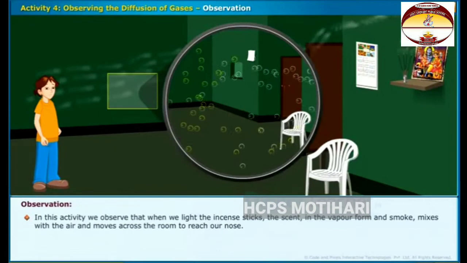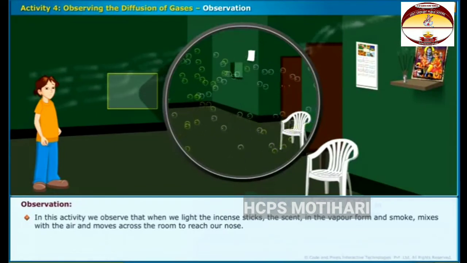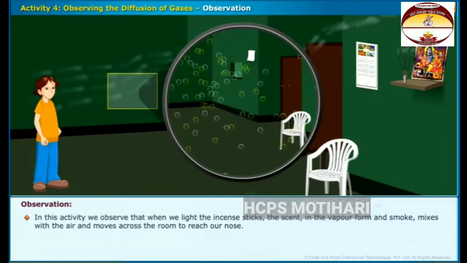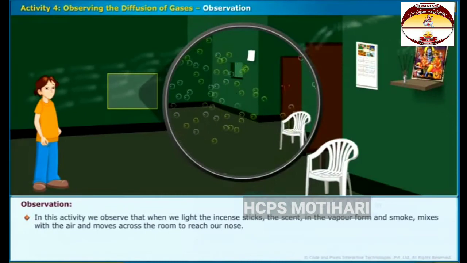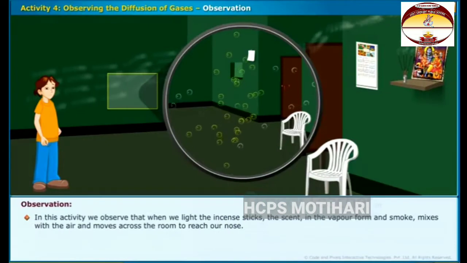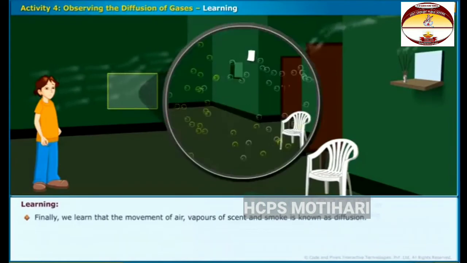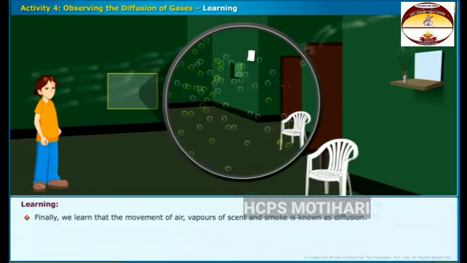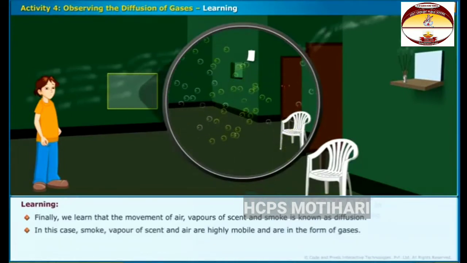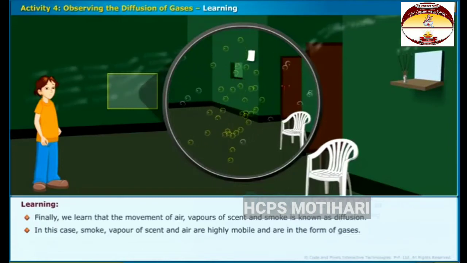In this activity, we observe that when we light the incense sticks, the scent in the vapor form and smoke mixes with the air and moves across the room to reach our nose. Finally, we learned that the movement of air, vapors of scent and smoke is known as diffusion. In this case, smoke, vapor of scent and air are highly mobile and are in the form of gases.